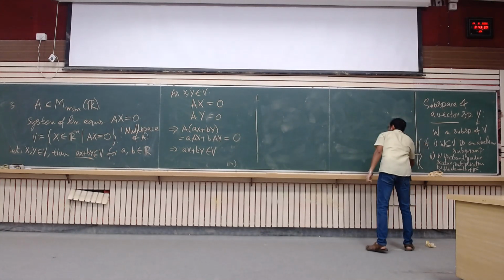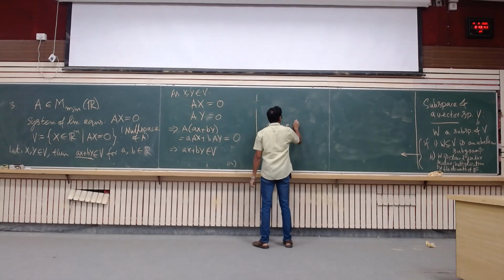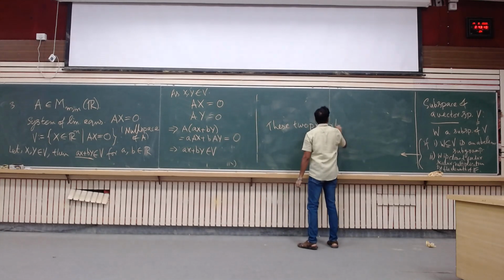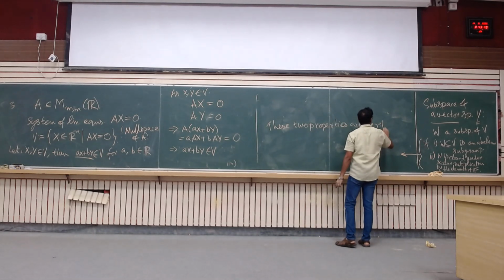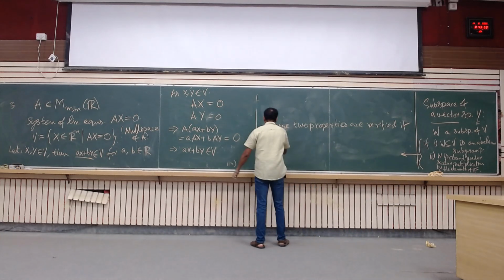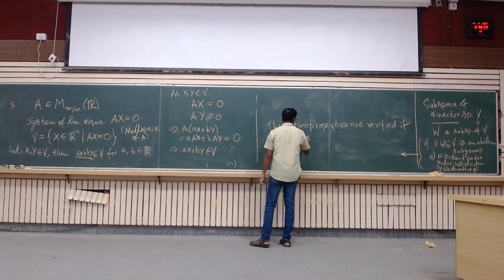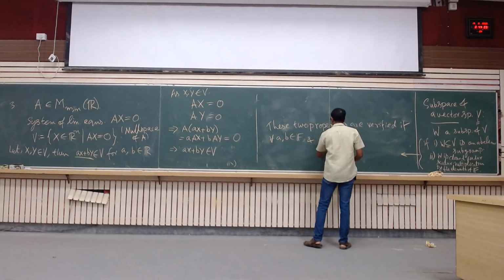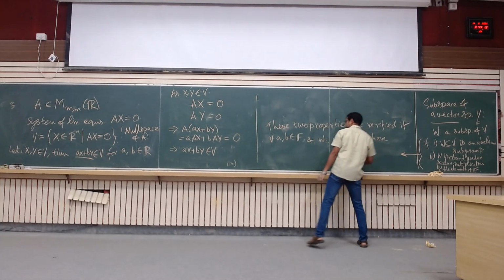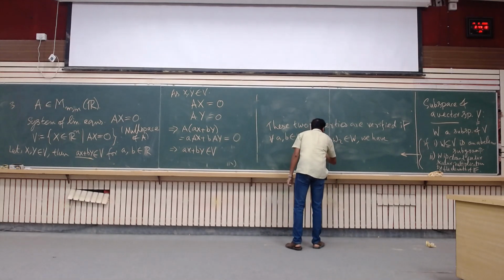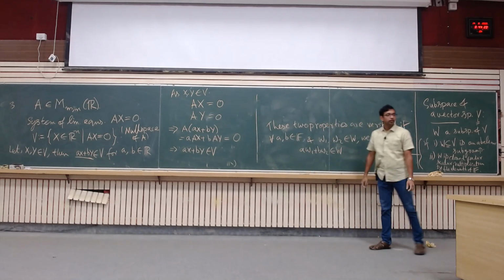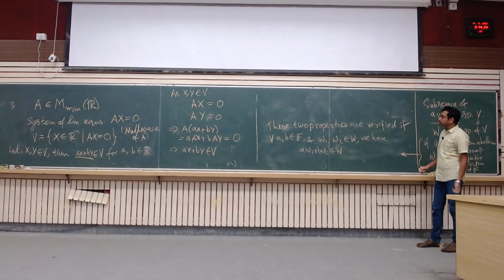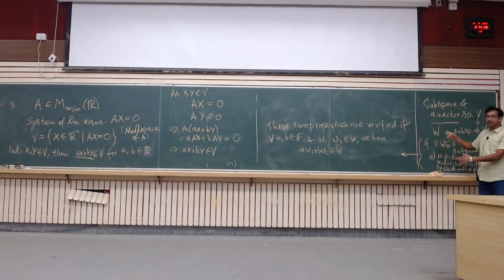These two properties are verified if for all A, B in F and W1, W2 in W, we have AW1 plus BW2 in W. So this is the only thing that you have to ensure to show that a given subset of V is indeed a subspace of V.